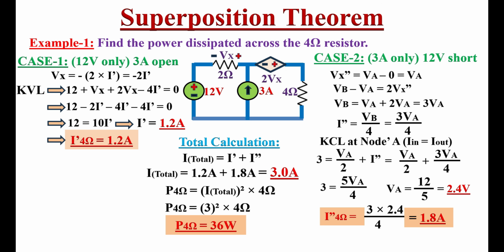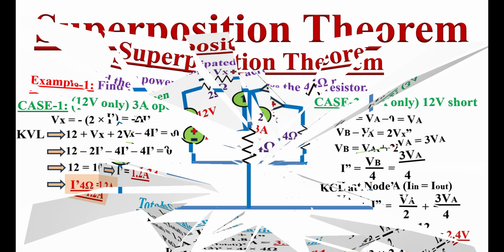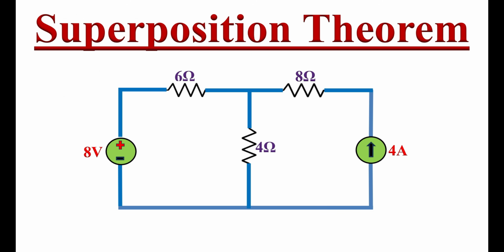So by using superposition theorem, we have found currents first. We have successfully navigated the complexity of the dependent source. I hope this deep dive into superposition theorem and power calculations helps you in your studies or your next electronic project.